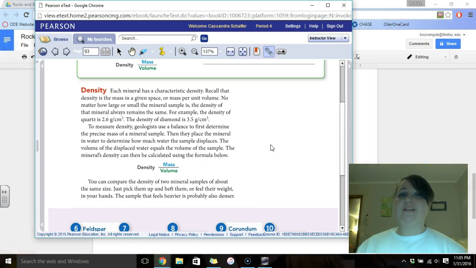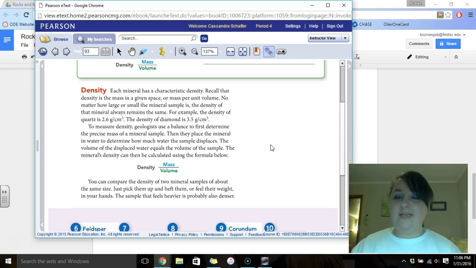Now density, you guys have had tons and tons of practice with density. So this should all be review. But we're still going to go over it because it's something that you need to remember. So, density. Each mineral has a characteristic density. Recall that density is the mass in a given space, or mass per unit volume. No matter how large or small the mineral sample is, the density of that mineral always remains the same. For example, the density of quartz is 2.6 grams per centimeters cubed. The density of diamond is 3.5 grams per centimeters cubed.